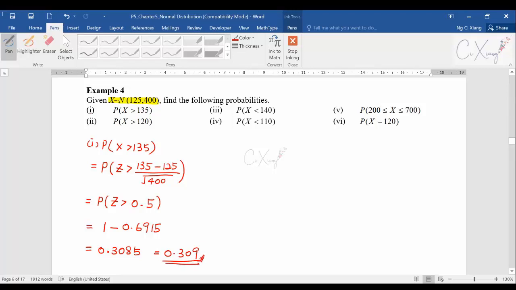Alright, so this is how we standardize our x to become z. Then only do we find the probability value from the normal distribution table. So this is the process. That's why it is called standardization. That means you change the x to become z. If you look at all the steps here, it looks very simple, but there are a few things that you need to know.